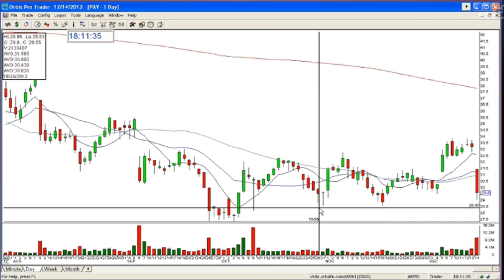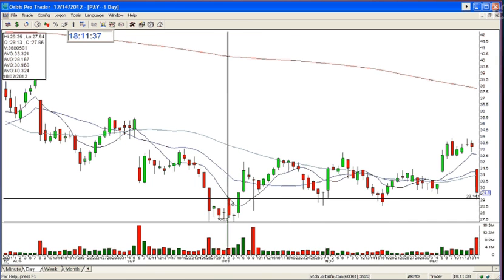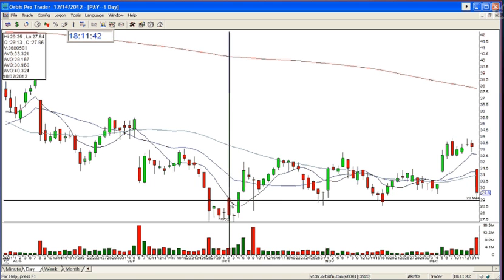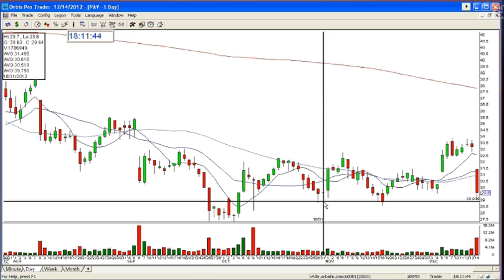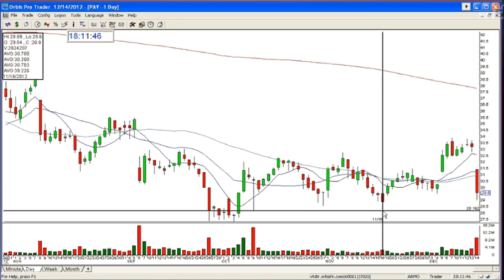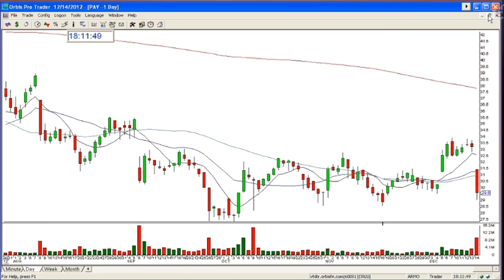Beautiful, beautiful gap. In fact, where was that 29.04? Is that 29.04 anywhere? Why did it stop at 29.04? I can't find it, but it did bounce at 29.04. This was a beautiful gap.